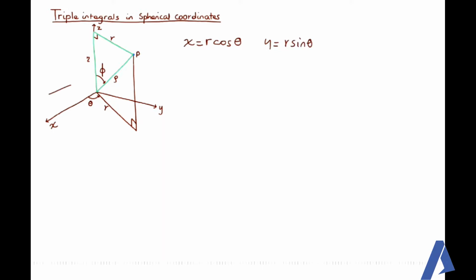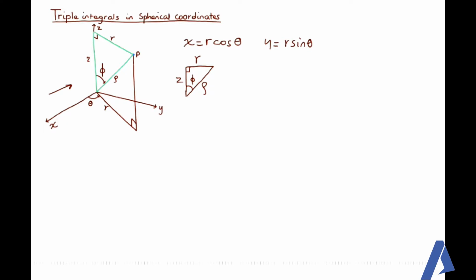ስለዚህ if we take this triangle በአረንጓዴ መስመር የተሰራውን ትራያንግል ብንወስድ, this part is rho, this is z and this is r. R, by the way, is the distance from the origin to the point on the xy plane which is projected from the point in the space. ስለዚህ በዚህ መሰረት and this is the angle phi.